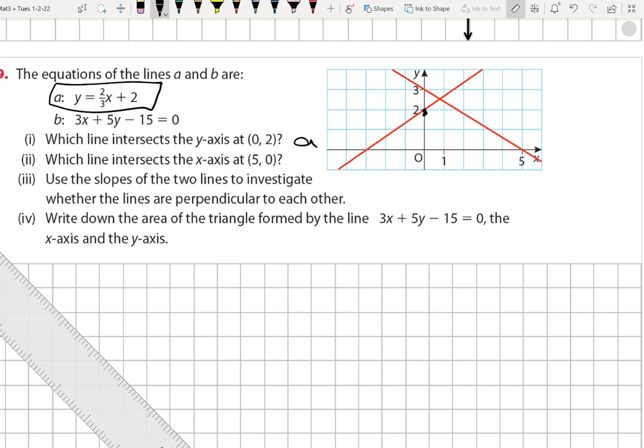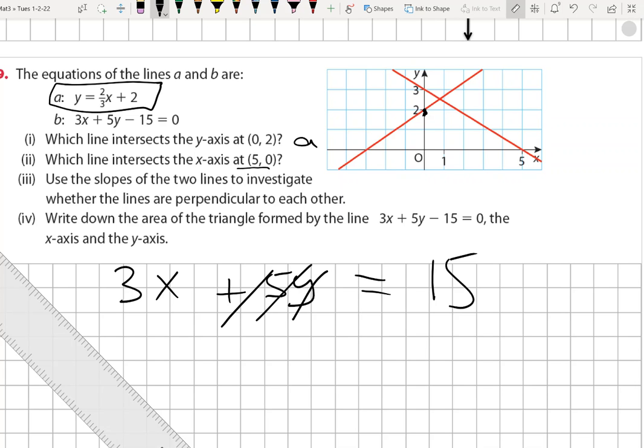Which line intersects the x-axis at (5, 0)? Well, let's see using cover-up. Let's just verify for sure. Using the cover-up method, at the x-axis you cover up y. Do you? Yeah, and you get x equals 5, and you divide across by the 3. So that is certainly line B.